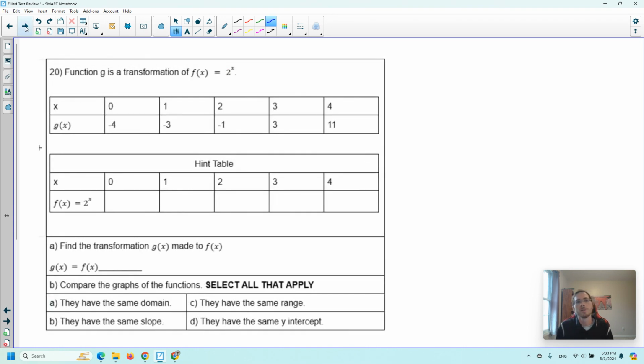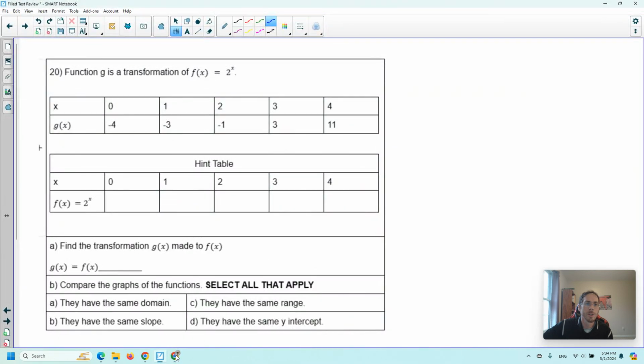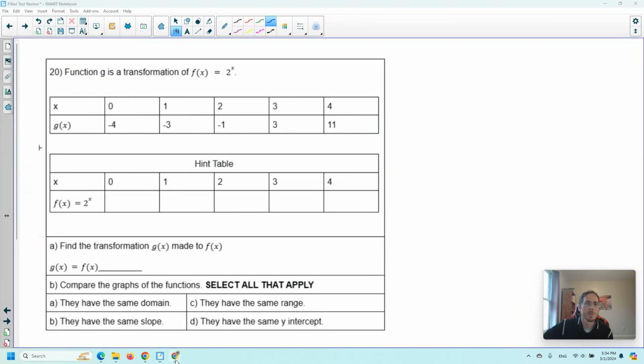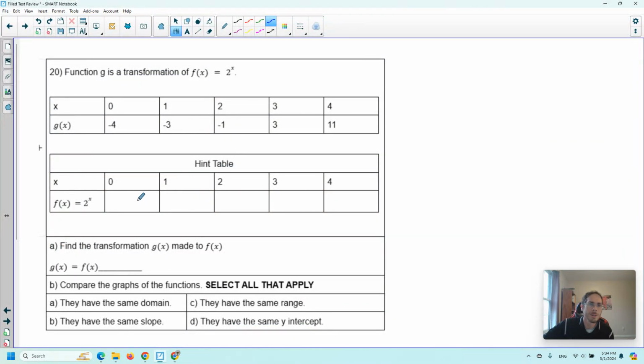And then number 20, g is a transformation of f of x of 2 to the x. Find the transformation for g of x from f of x. So we know that we're starting at f of x is 2 to the x. So, I mean, I know that we're starting with this graph. So it tells me, well, we've got some extra points. We've got all these points. I could plug them in, but before I do that, what I'm going to do is just make my table really quick, since I've got 2 to the x. And I'm going from 0 to 4, so I need a couple more. So I got 1, 2, 4, 8, 16. So I'm just going to plug those into my little hint table.